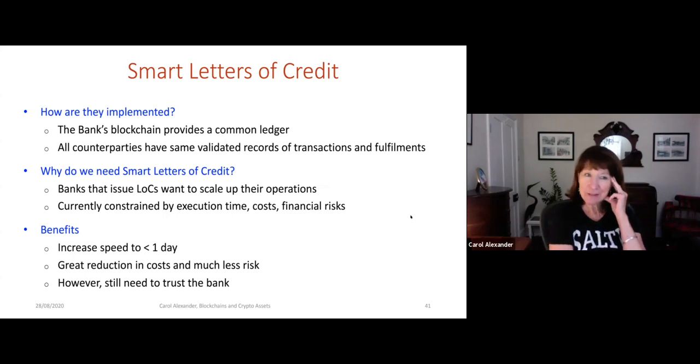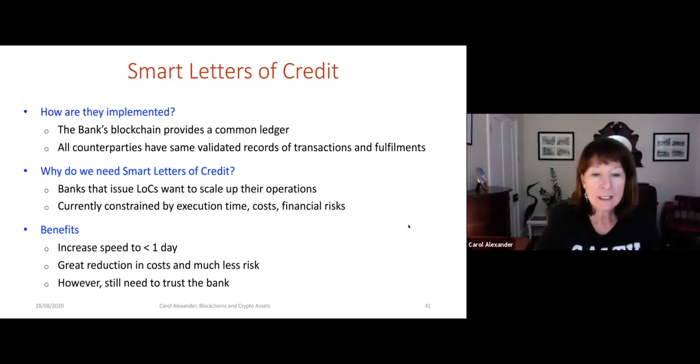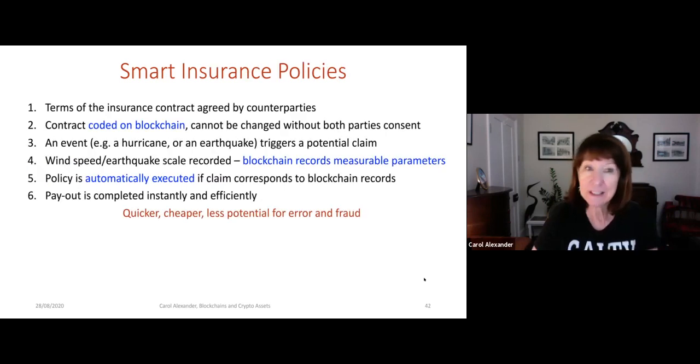But a smart letter of credit would just be on a bank's blockchain, and the counterparties will have validated the records and transactions as it goes on. As I said, we've already seen a video of the whole supply chain, not just a letter of credit, of how it can work. So this helps banks that are involved in letters of credit to scale up their operations, reduce time, reduce risk, and make more money from doing this business. You still need to trust the bank though, if it's on the bank's blockchain. But lots of banks are doing it. That's what Enterprise Ethereum and R3 is all about, that sort of thing.